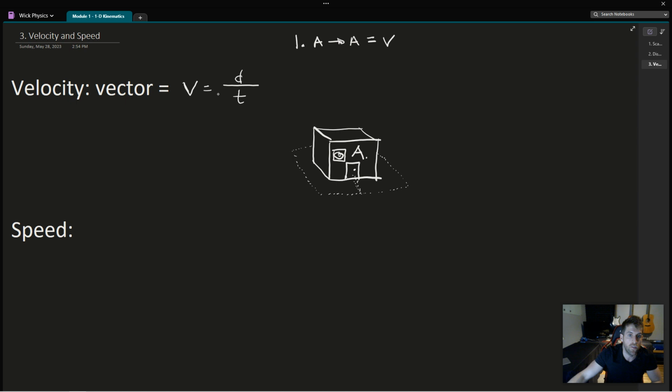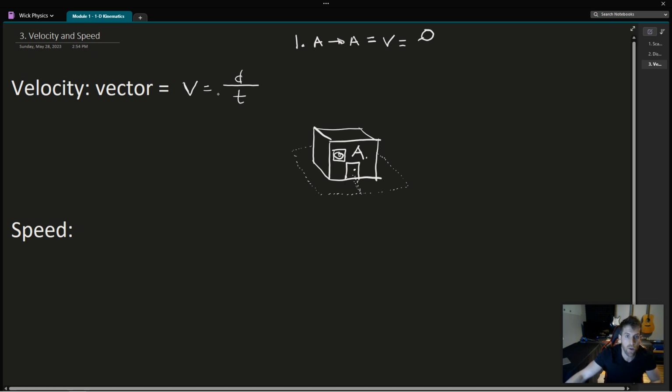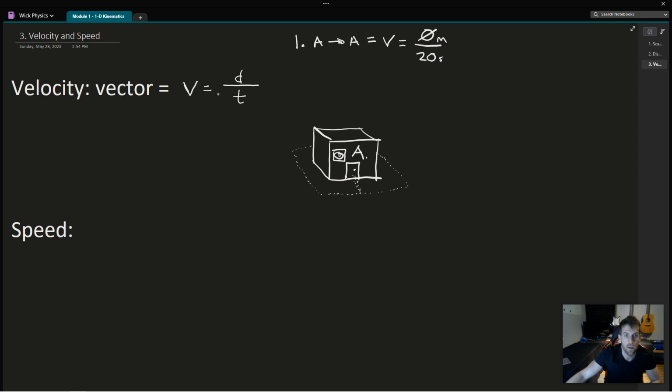Okay, well, the displacement from A to A is 0 because they're right back in the house again. Let's say it took the person 20 seconds. So you have 0 divided by 20. Well, that equals 0. Okay? That equals 0 meters per second. So the average velocity is now 0 because the person is right back in.